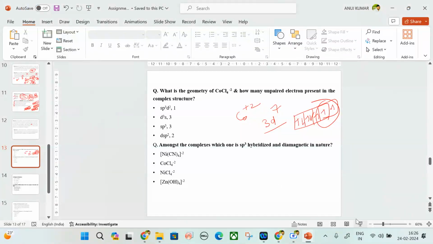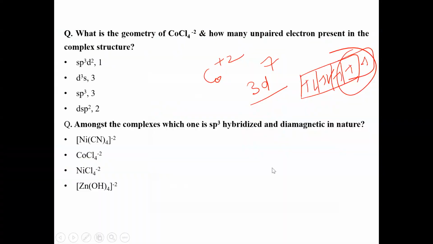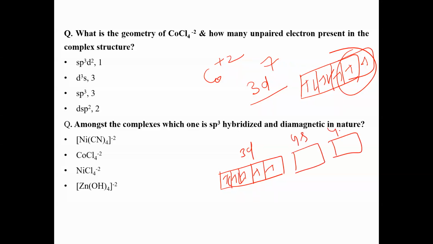Okay. So unpaired electrons are 3. And if I define the hybridization, I'm having this configuration. This is 3d, 4s, and 4p. Here these electrons are already occupying the d orbitals, but the s and the 3 p orbitals are vacant. So the chloride ligand can give its electron pair here, right?